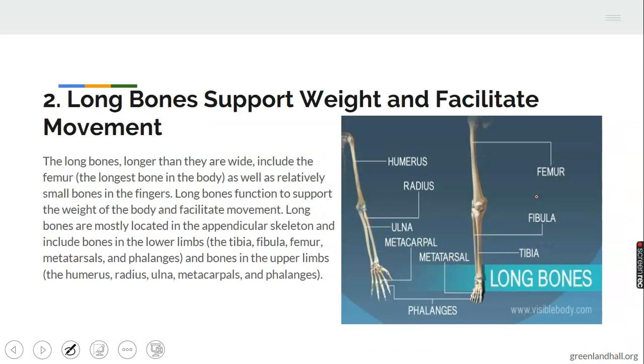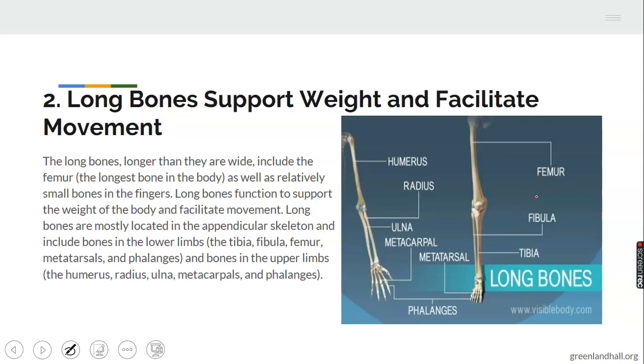Okay, now let's talk about the second one, long bones. What do long bones do? They are the types that you find in the leg and in your arm. Long bones support weight and facilitate movement. Facilitate means they aid, they help movement, they help you to move.